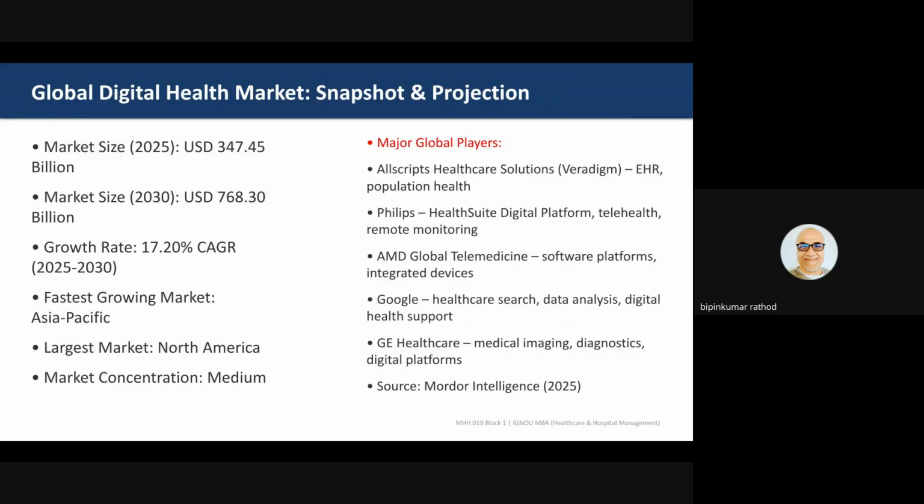So this is the global level digital health market snapshot. You will see these figures. The most important figure is the next 5 years. You see the growth rate. Here you see the growth rate from 2025 to 2030 is 17%.